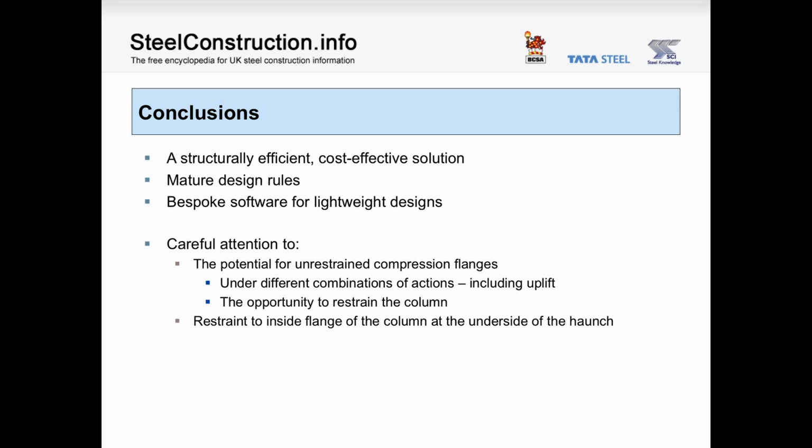We need to consider carefully at an early stage whether or not we can introduce additional restraints to the inside flange of a column, and we always need to provide a restraint to the inside flange of the column at the level of the underside of the haunch. When we need further help or further detailed guidance, there are comprehensive design guides available, both with comprehensive numerical worked examples. That concludes the presentation.